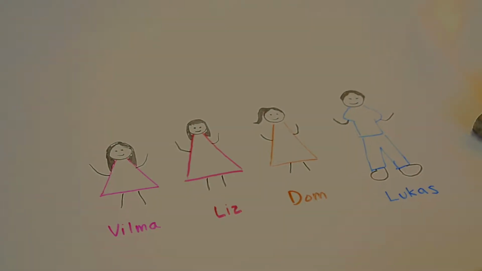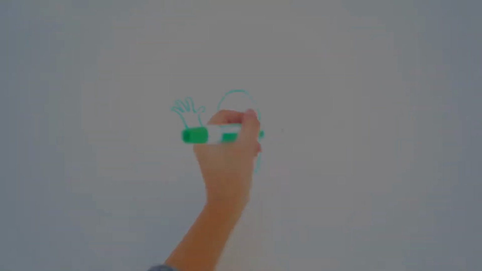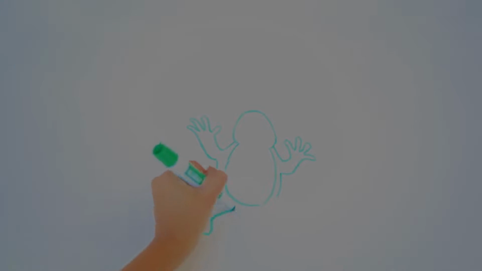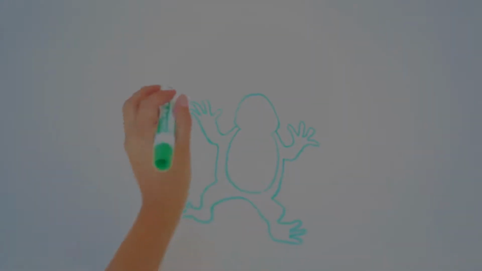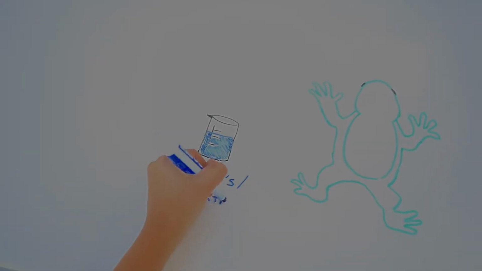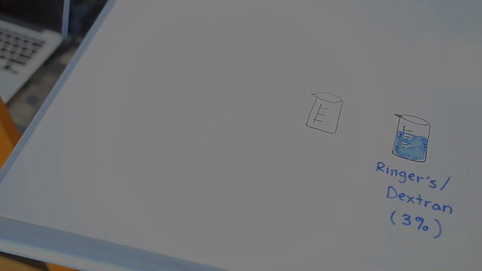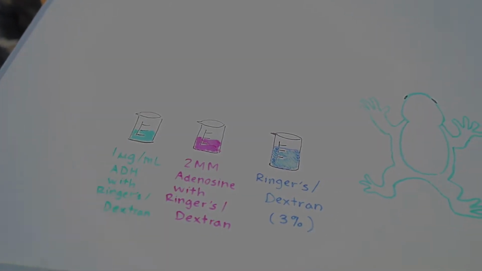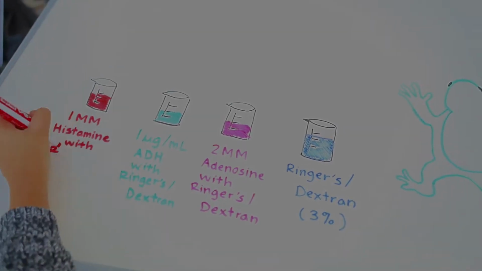And I'm Lucas, and we're going to be measuring the effect of adenosine, antidiuretic hormone, known as ADH, and histamine on the flow of fluid through the blood vessels and across the capillary walls of a frog. To set up this experiment, a Ringer's dextran 3% control solution was prepared along with a 2 millimolar adenosine, 1 microgram per milliliter ADH, and 1 millimolar histamine solution.